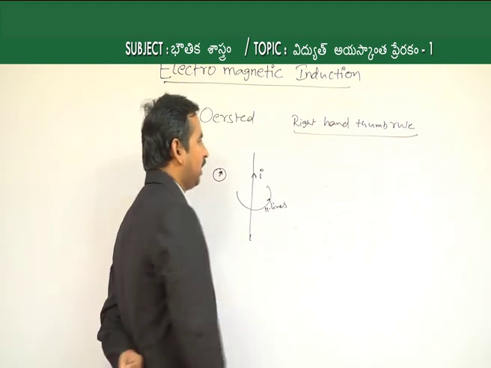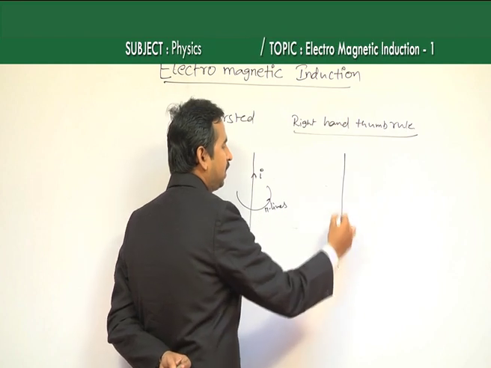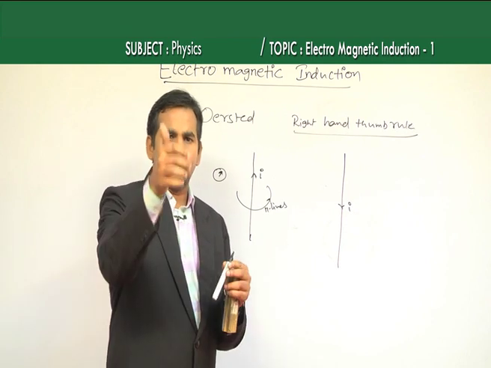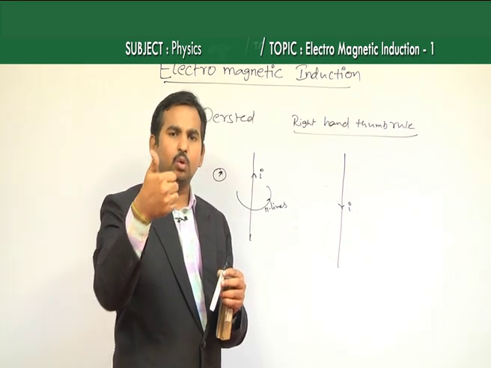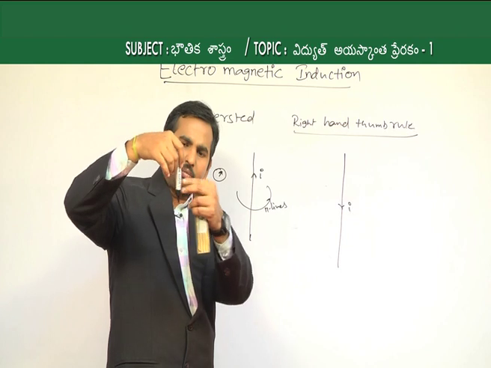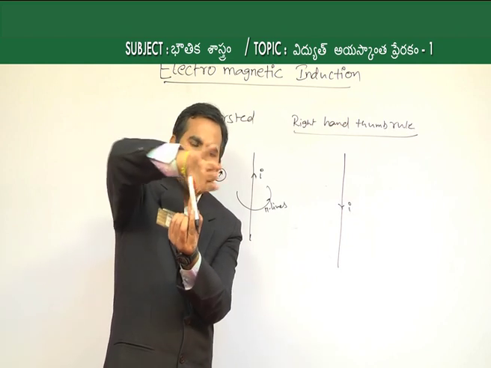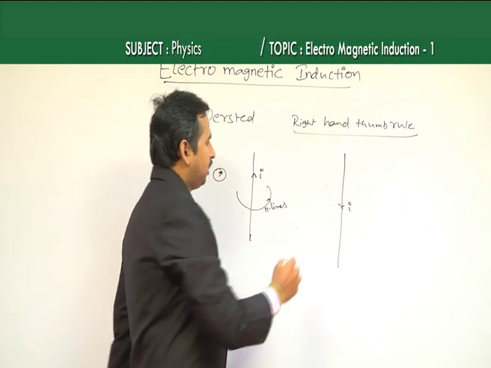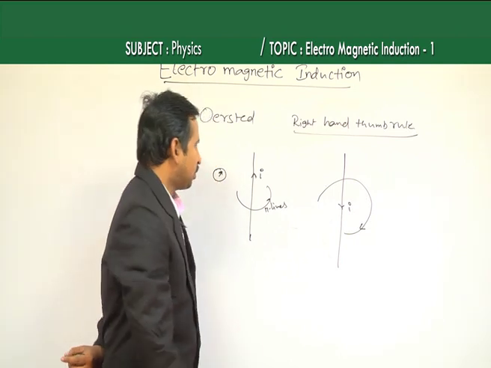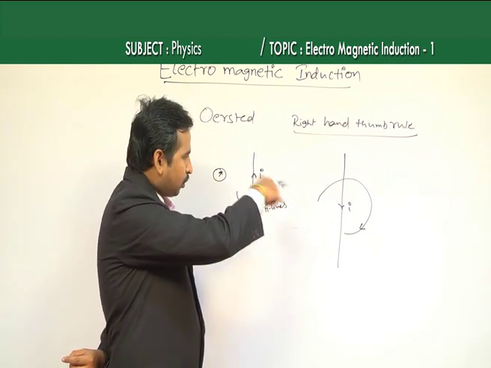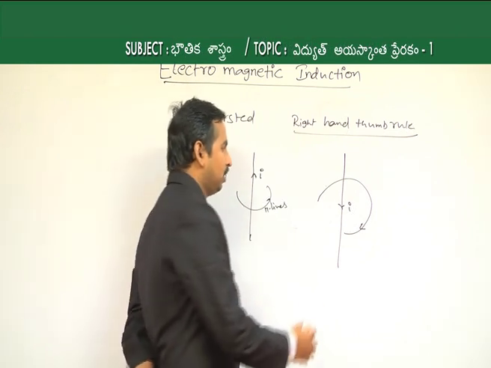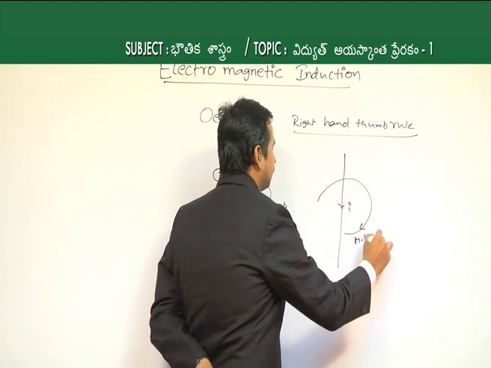In the same way, if the direction of current is reversed, going downwards, then we take the thumb downwards and curl the fingers in the opposite direction. Now the magnetic lines of force go like this. In the first case the magnetic lines of force go in one direction, and in this other case they curl in the opposite direction.